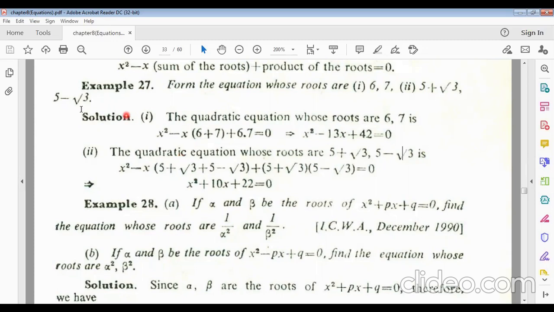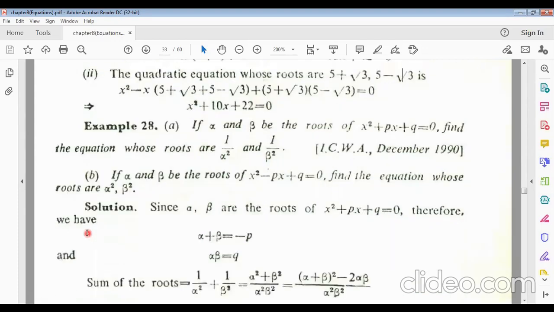For the second one, the roots are 5 plus root 13 and 5 minus root 13, these two new roots. The quadratic equation whose roots are this and this will be what? x square minus sum of the roots plus product of the roots. Very easy. Root 13 cancels. 5 plus 5, what? 10. And the multiplication of this will be 22. Now example 22.